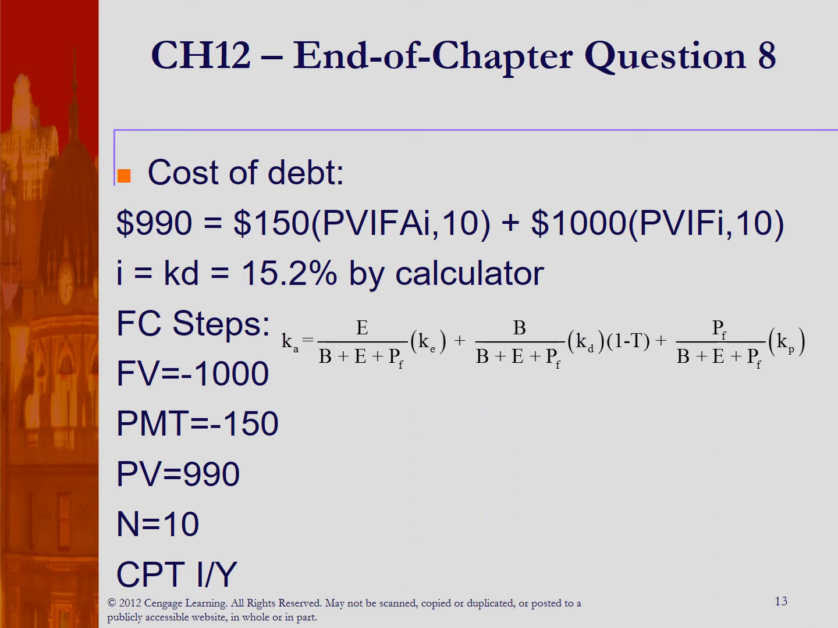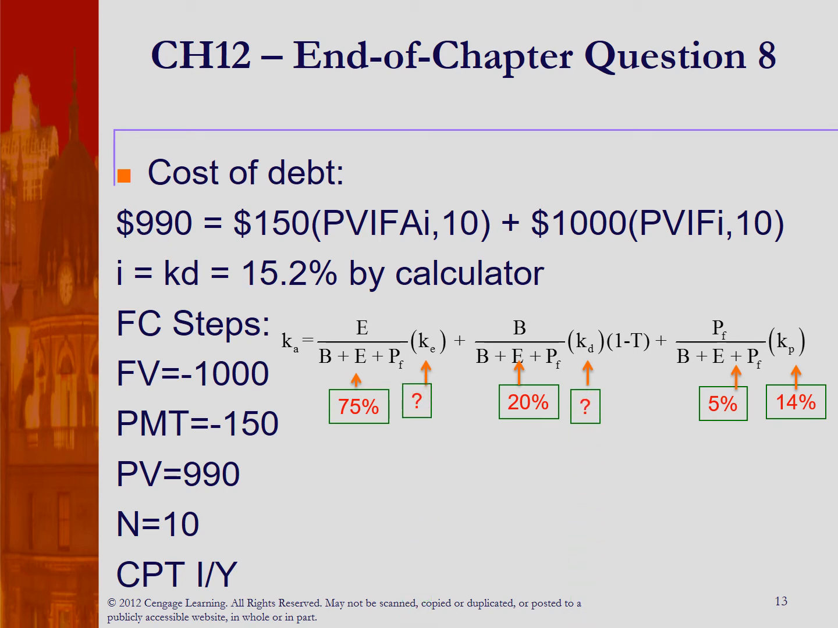We have the information for equity fraction of capital structure, which is 75%, debt fraction of capital structure, which is 20%, preferred fraction of capital structure, which is 5%, and the cost of preferred stock, which is 14%. Therefore, we have to find out the cost of debt and the cost of equity in order to calculate the weighted cost of capital. We can compute the cost of debt by the financial calculator using the information of the new bond issue used to finance the expansion project.